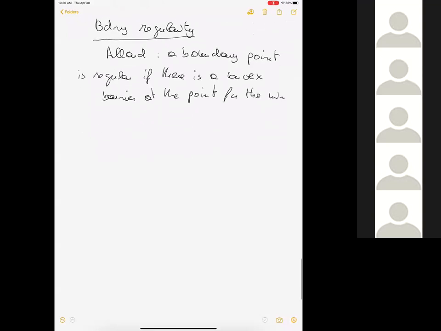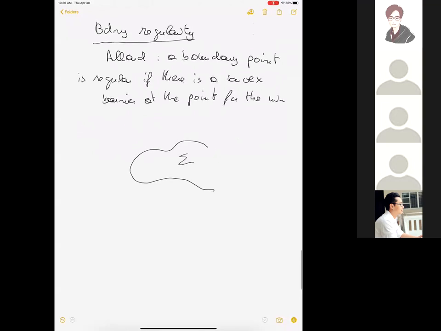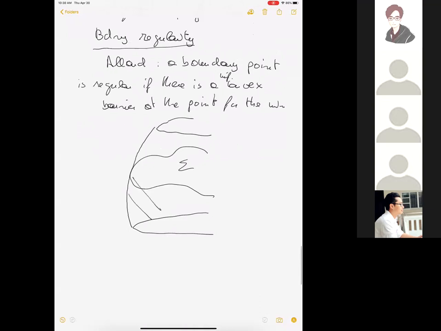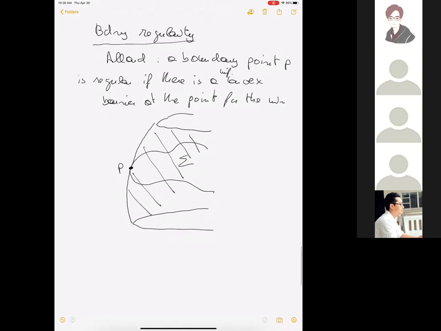Okay, so what I mean by this is that, here I have my minimizer, which is staying over here. So say this is my minimizer sigma, and I should have say actually some uniformly convex barrier. So I have some uniformly convex hypersurface over here, which is actually telling me that my surface sigma is all on this side of the convex barrier, and it touches, of course, the barrier at the point P.